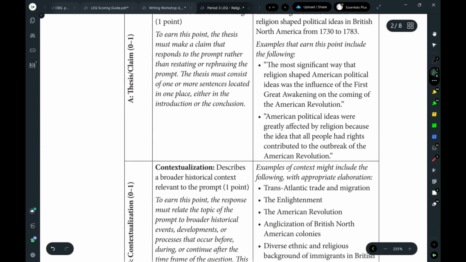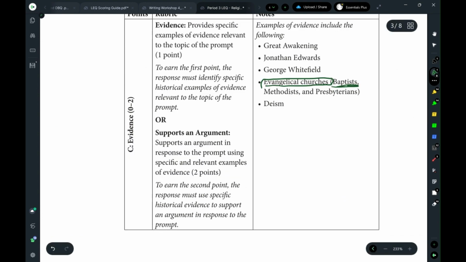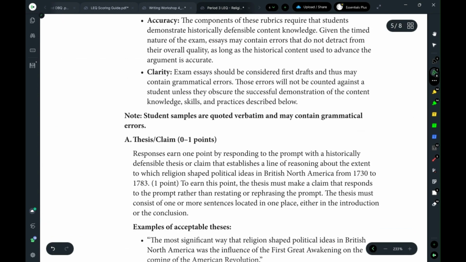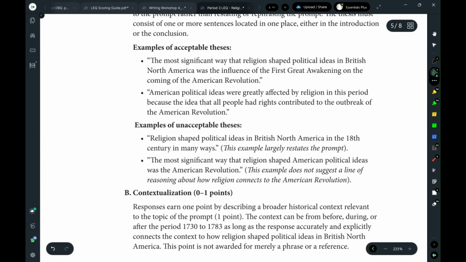Sorry, I know I'm going back and forth. I hope it's not too confusing. I just did not split the pages up very well. So here's some examples of acceptable theses, and I'm just going to double check. I don't know if it's going to take you off the screen and see if it will. Let me keep going. I think we're good.